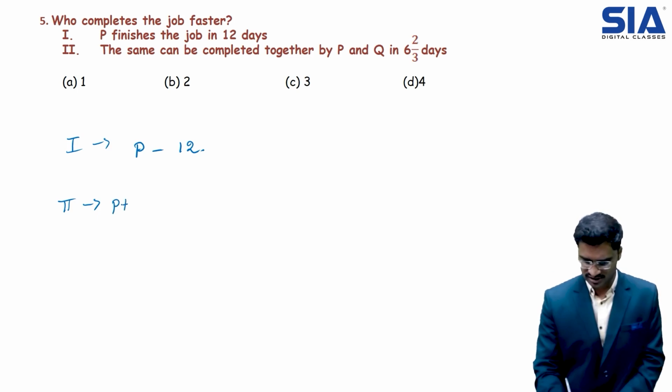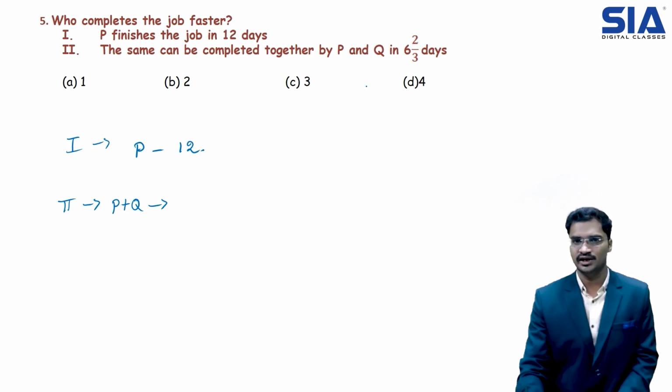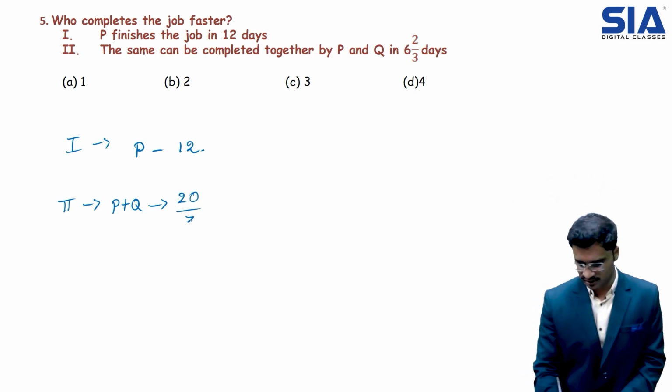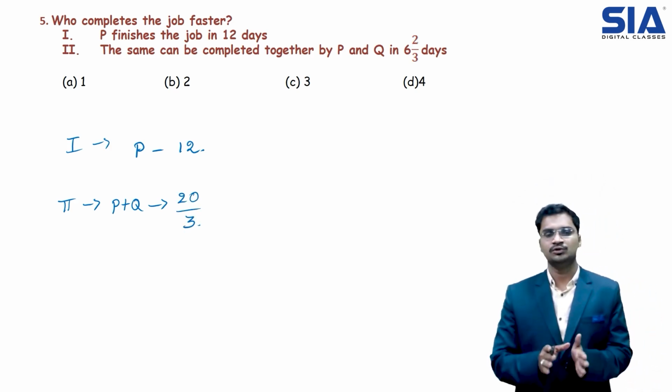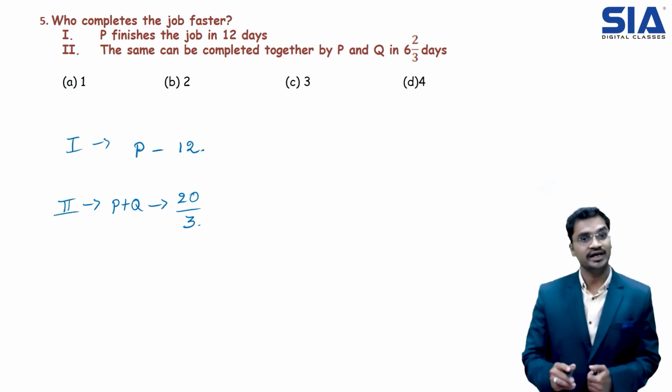The second statement says that P plus Q is completing in 6 2 by 3 days. 6 3s are 18, 18 plus 2 is 20. So 20 by 3 days. So by using statement 1 alone, I cannot answer the question. By using statement 2 alone, I cannot answer the question.